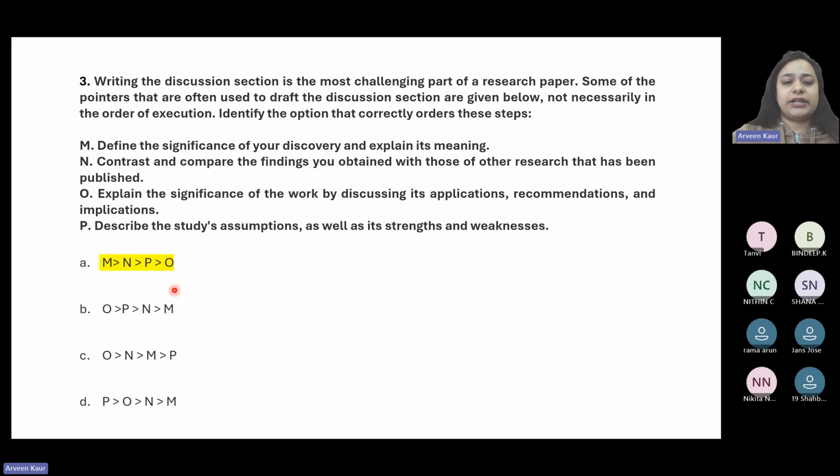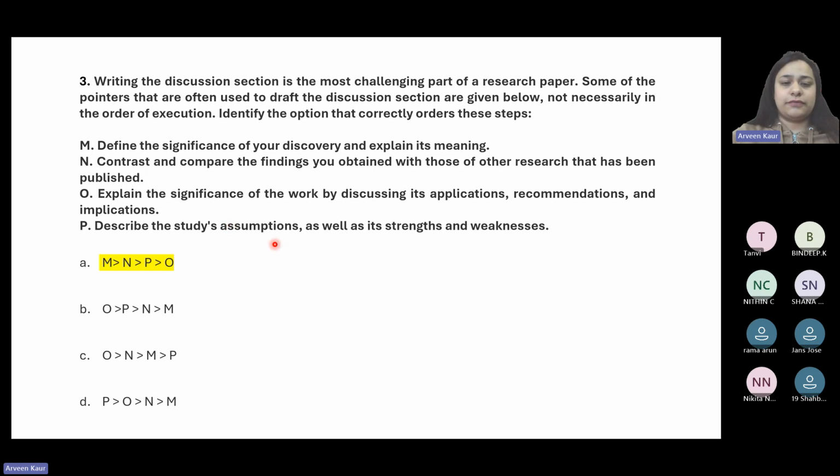Then comes point number O, which says explain the significance of the work by discussing its applications, recommendations, and implications. So now you have to tell them that these were the techniques that were used, and these kinds of similar techniques can be used for these other disorders also. We know that it will help in deciphering better targets, drug targets, for this particular disorder, etc. So you need to disclose all these things.